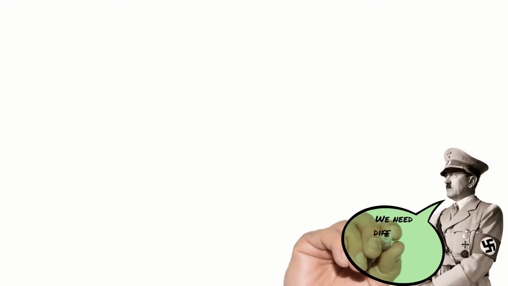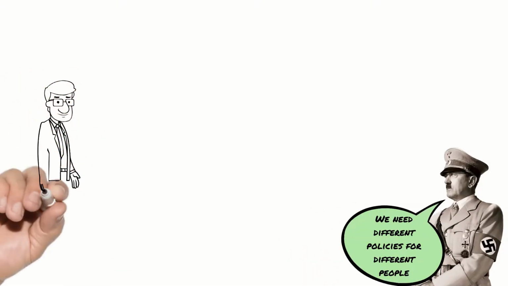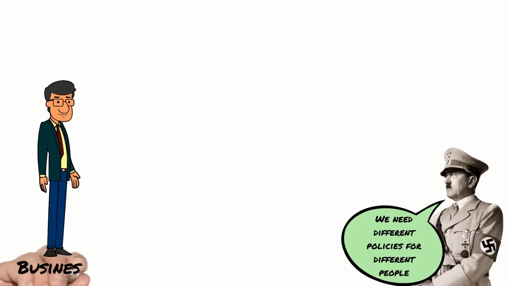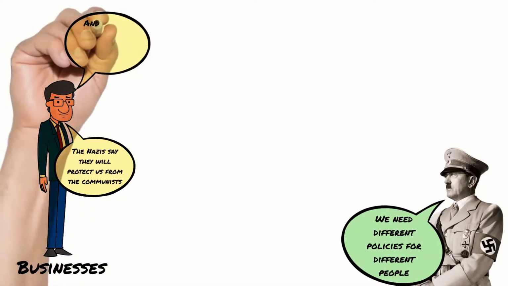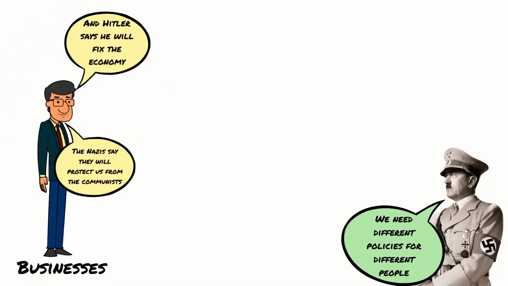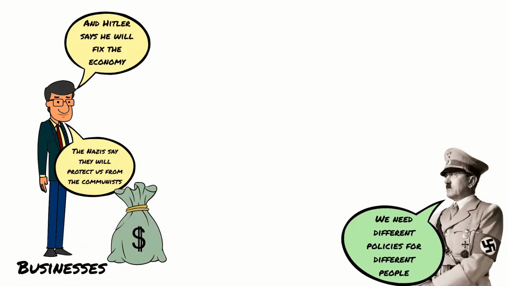The Nazis had selected their policies carefully to attract different groups in society. Hitler persuaded the leaders of big business that the Nazis were the only hope of avoiding a communist uprising, and that only Hitler could solve the economic problems caused by the Depression. As a result, these businessmen backed Hitler and provided him with the funds he needed to run his campaigns.